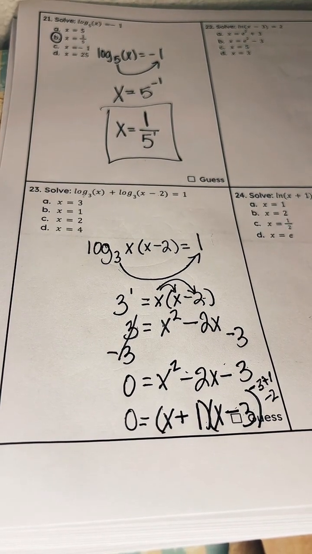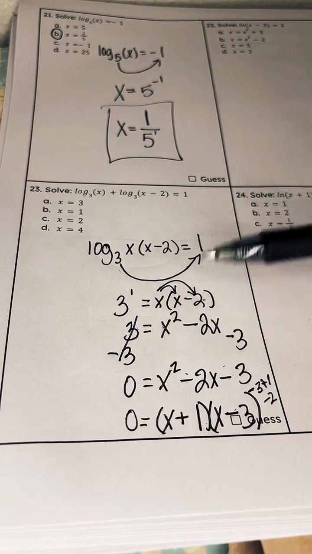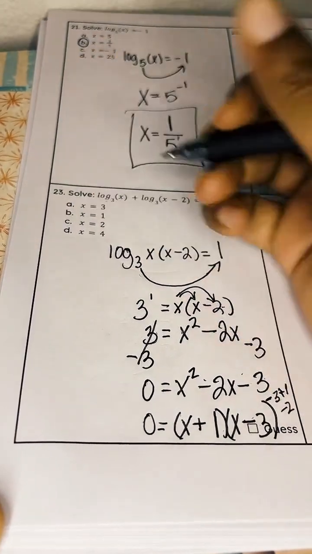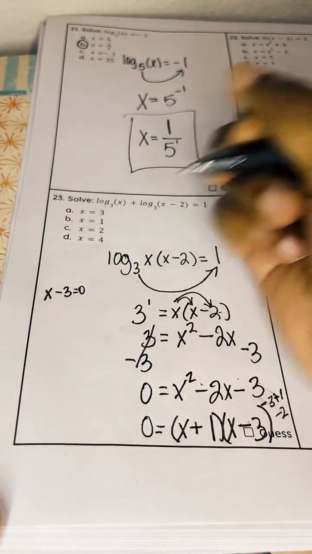Now, most people want to stop here. Remember, whenever we got something equal to 0, we got to solve it. So we're going to drag it up here. x minus 3 equals 0.